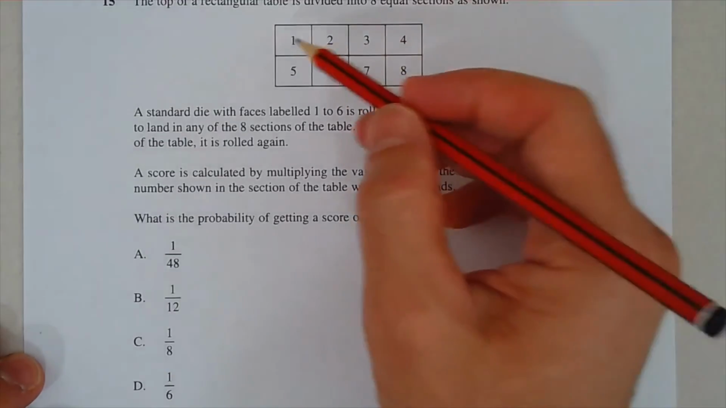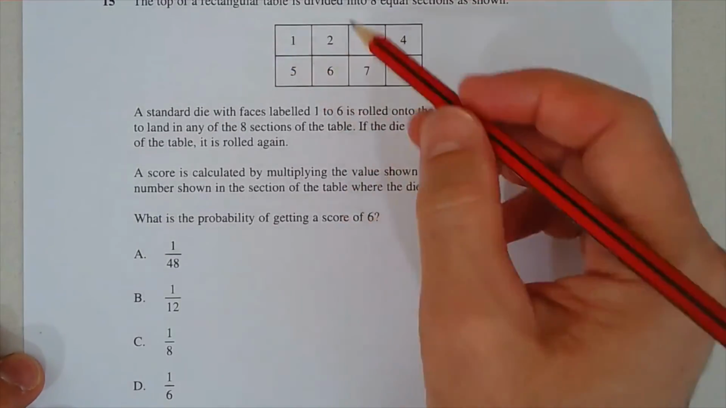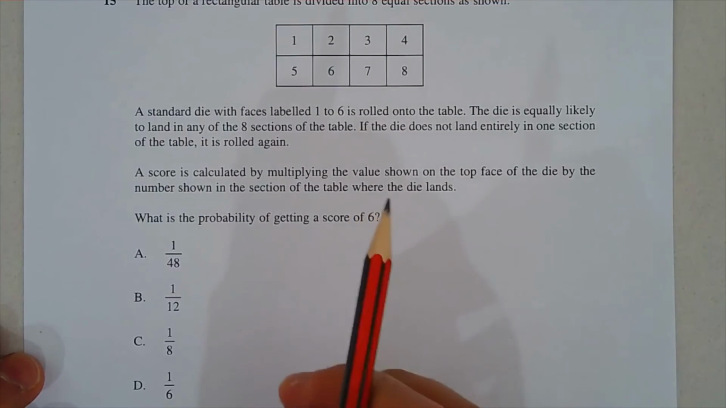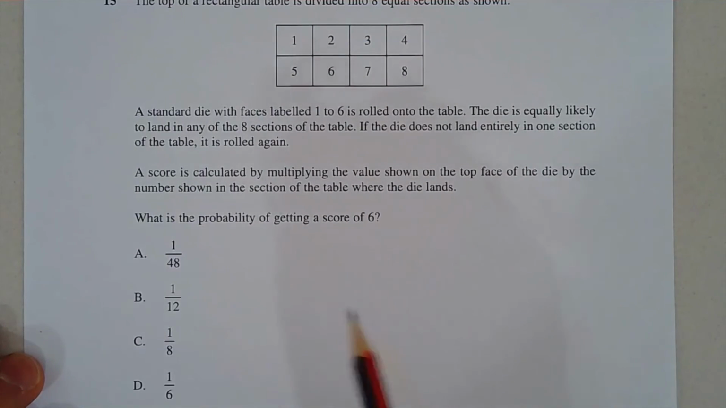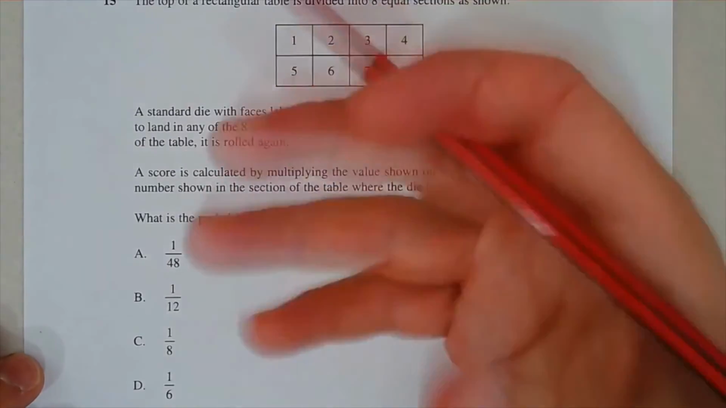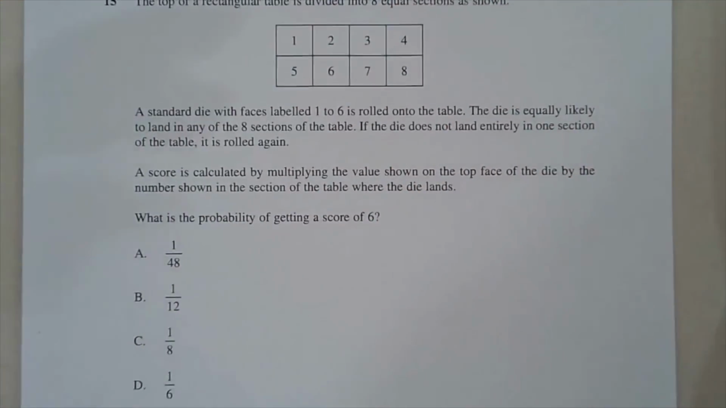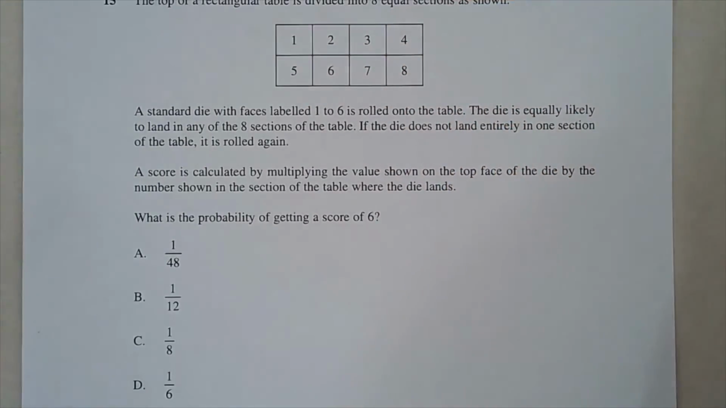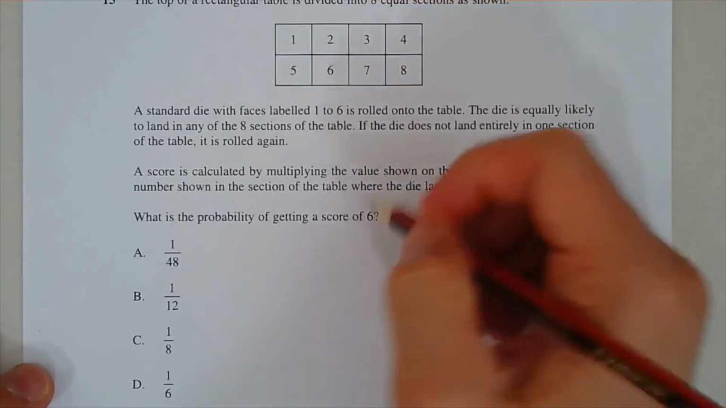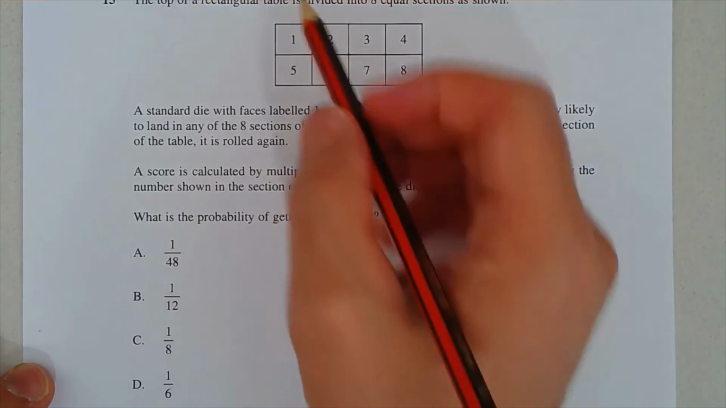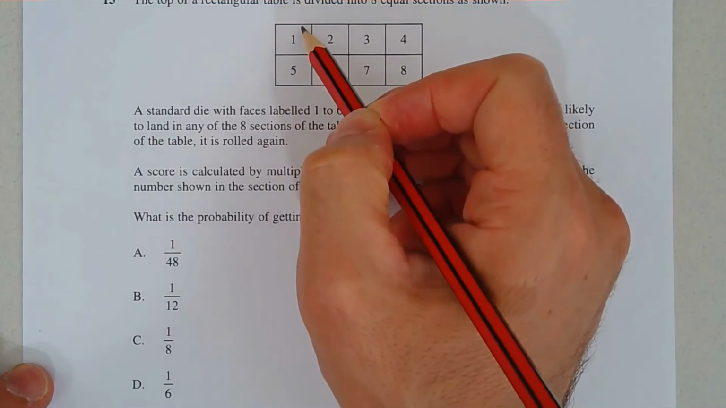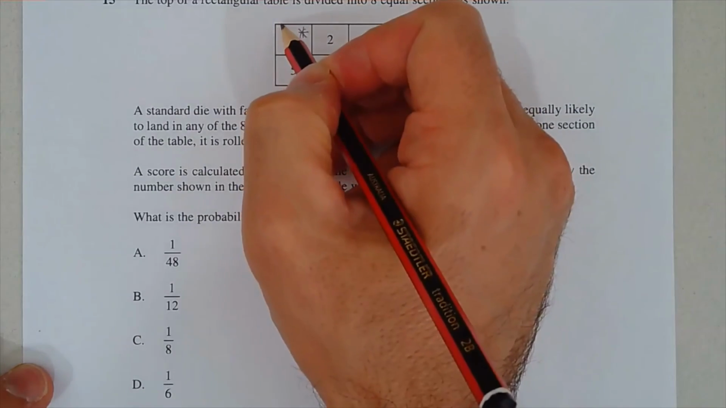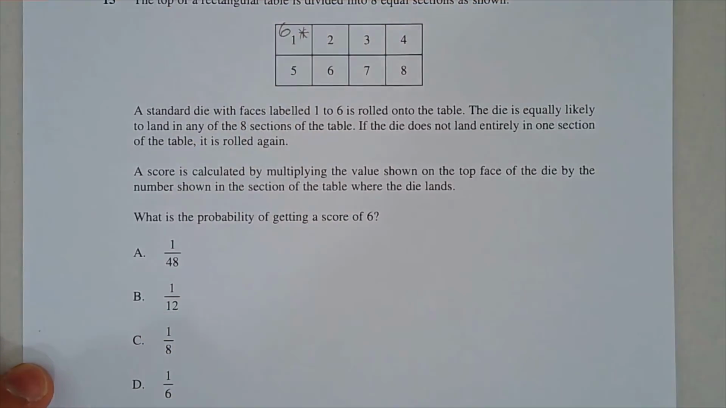So first of all, we have a 1 on 8 chance that the die will land in any of these 8 squares. So which of the squares are we interested in? We want a score of 6. So whatever number's on the top of the die, multiply it by the number on the square that it lands on, that's the score. So if we want a score of 6, we need the die to land either here, where we need to roll a 6. So I might just put a 6 there.